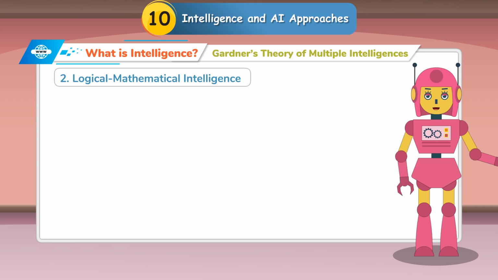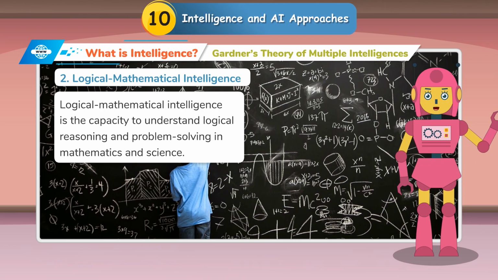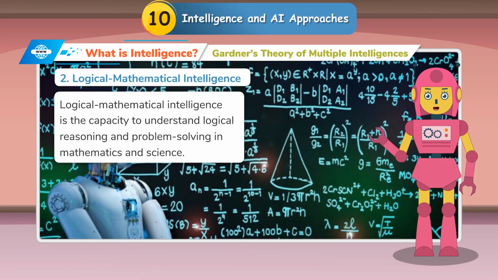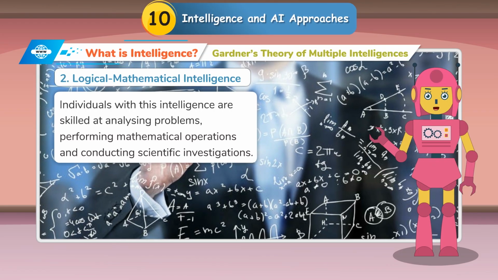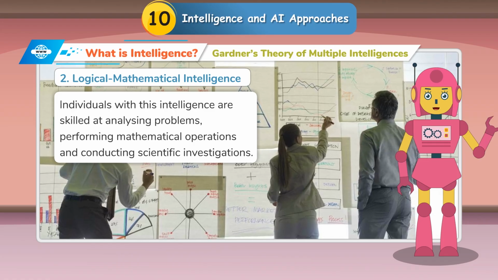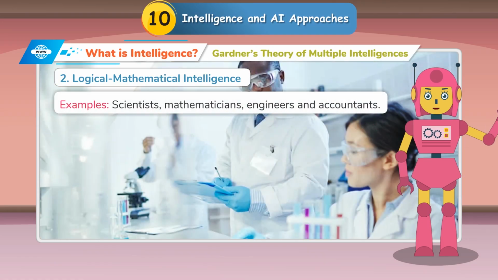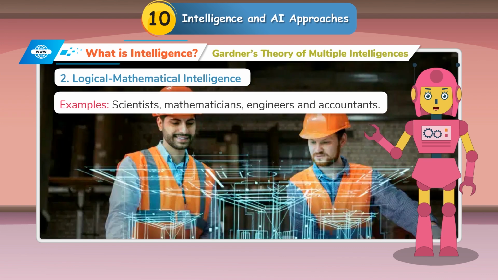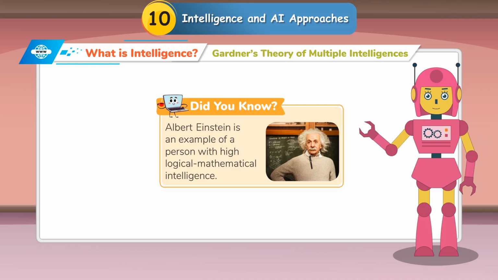2. Logical mathematical intelligence. Logical mathematical intelligence is the capacity to understand logical reasoning and problem-solving in mathematics and science. Individuals with this intelligence are skilled at analyzing problems, performing mathematical operations, and conducting scientific investigations. Examples: scientists, mathematicians, engineers, and accountants. Did you know? Albert Einstein is an example of a person with high logical mathematical intelligence.